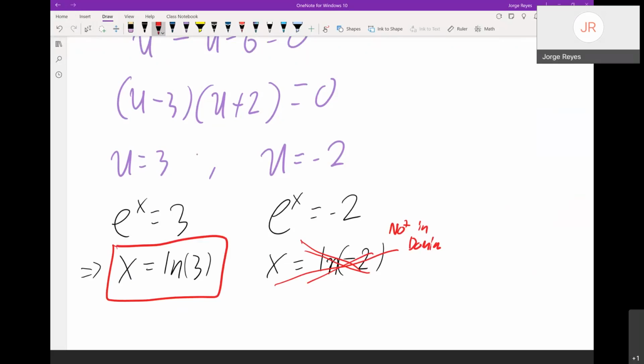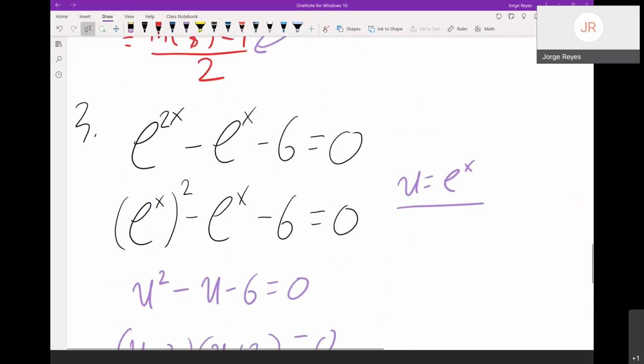Okay, so that's a reducible to quadratic. So if you see any kind of exponential equation with more than 2 terms, you should probably just assume it's a reducible to quadratic, and you should plug in u equals e to the x, okay? All right.